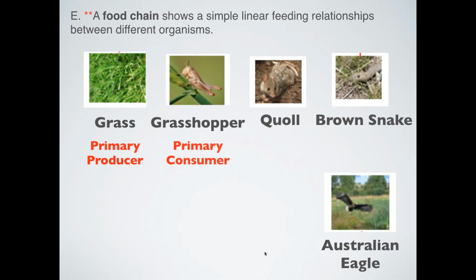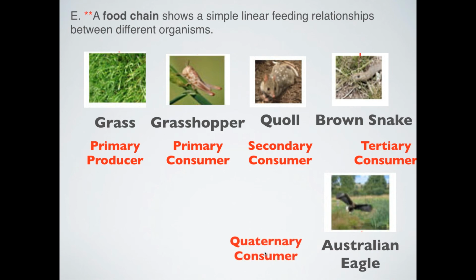Next, we have a primary consumer. Primary consumers eat primary producers. Then we have a secondary consumer. That's what eats your primary consumer. Tertiary consumer, that's what eats your secondary consumer. And then a quaternary consumer, which eats your tertiary consumer. And yes, this can keep going. So you can have a quintary consumer and stuff, but we're pretty much going to stop at quaternary.